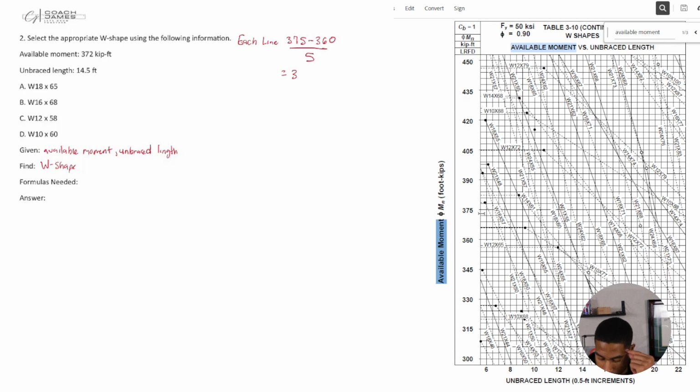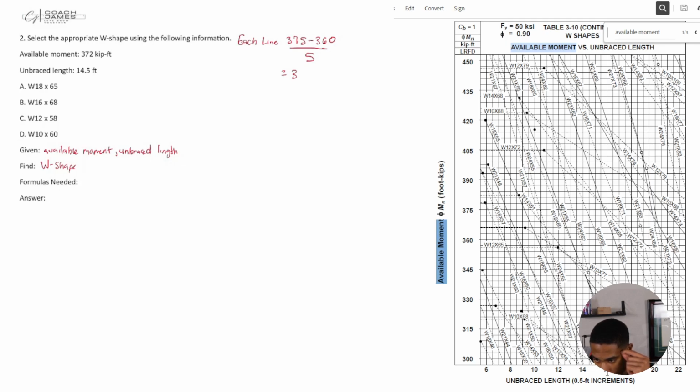So the next part is taking and finding your unbraced length. And what you're going to do is you're going to connect the two pieces. So 372, I'm going to ride all the way out until I get to my 14.5, right? Okay, so what's the distance between here and here? Well, I know it's not 1, because 1 would be 14, this would be 15, this would be 16. That's not the case.